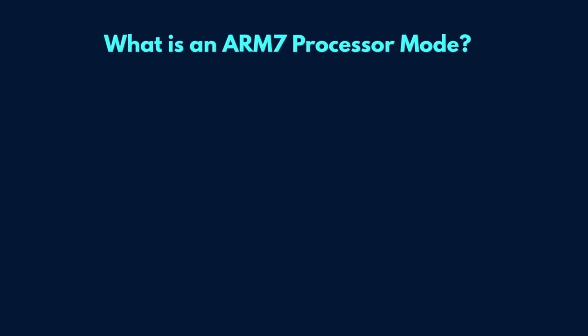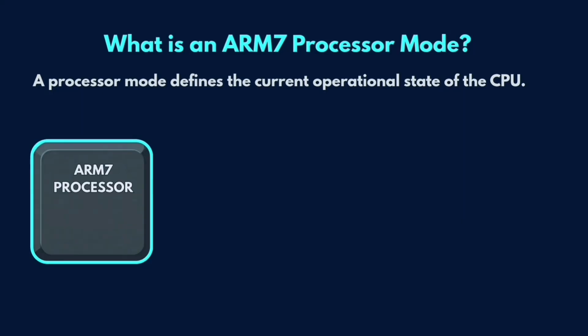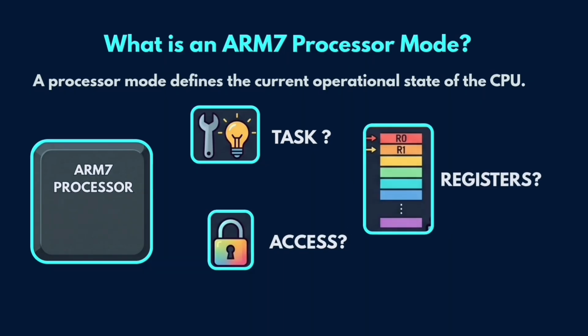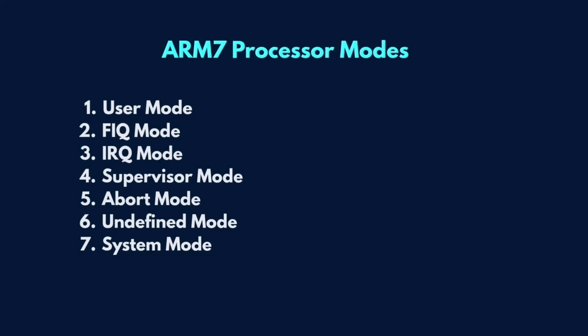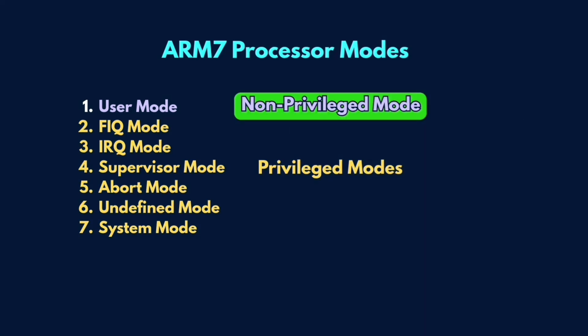What is an ARM7 processor mode? In ARM7, a processor mode defines the current operational state of the CPU. It tells the processor what type of task it is handling, what level of access it has, and which set of registers it should use. ARM7 has 7 modes. These modes are divided into two categories: non-privileged and privileged. The only non-privileged mode is user mode.